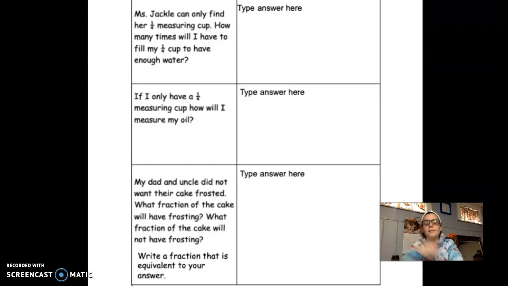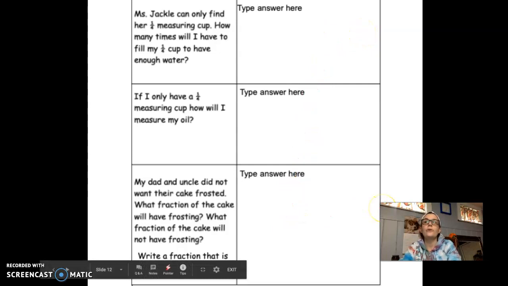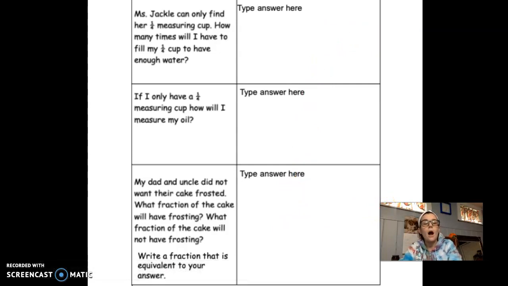And then this is going to be the worksheet that's included in your Google Docs. So it's going to be attached. I want you to open this up, and you will read this question over, and you can type your answer on here. And you'll do that for all three of them. And you can refer back to the directions for the cake to help you answer your questions.